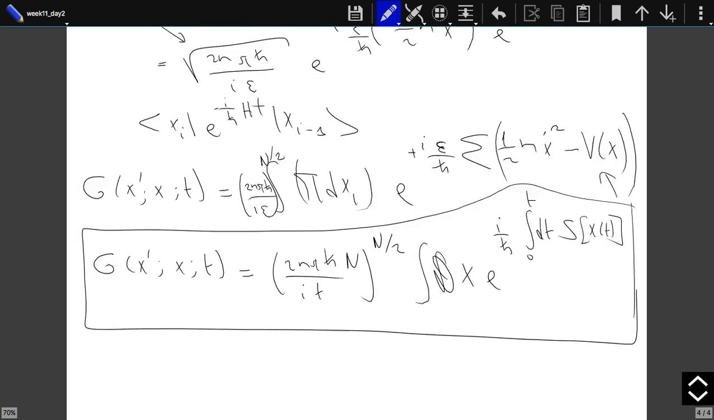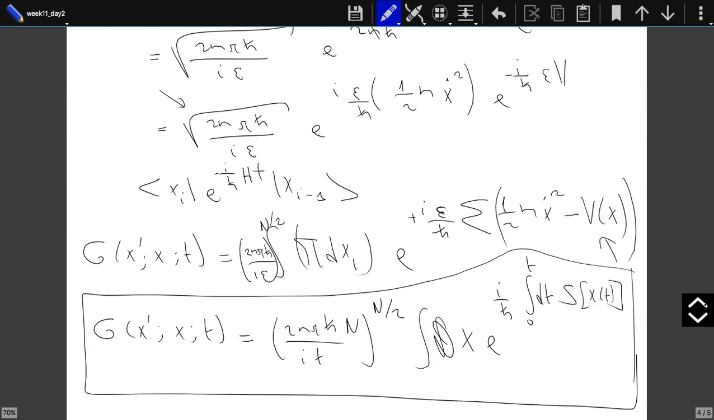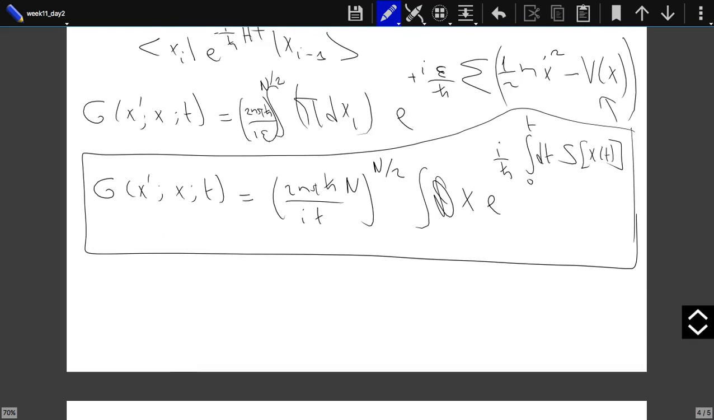Let's do some practical applications. One example that, if you remember, we had discussed on Monday was the free particle. We can calculate the path integral of the free particle and just see if it matches with our previous result. And if it doesn't, then we can look for where we made the mistake. Now, for the free particle, V is just 0.